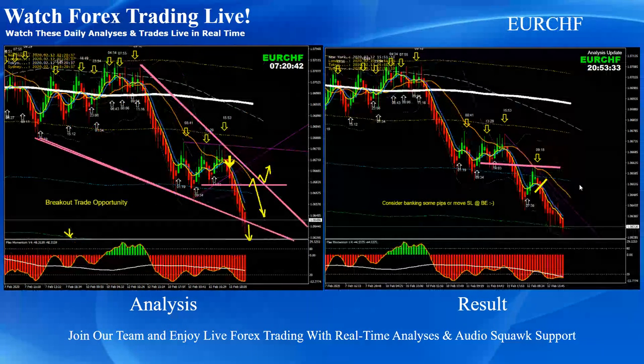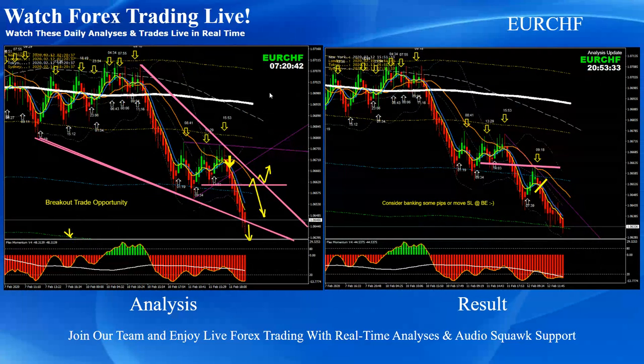Euro Swiss franc, pretty straightforward as mentioned on the analysis. As you can see, the price nicely developed a pullback and beautiful pullback short trade, and price nicely hit the final target. All right, guys, that's it for today.